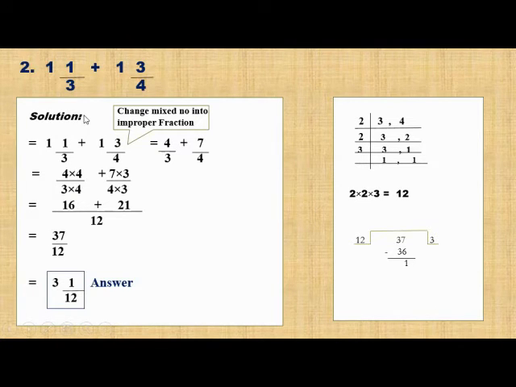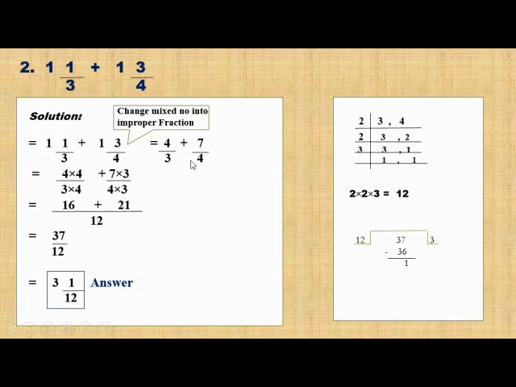First of all, now move to the solution. First of all, you have to convert these mixed numbers into improper fractions. How can you convert a mixed number into an improper fraction? By multiplying and adding. Multiply the denominator with the whole number. 3 ones are 3. 3 plus 1 equals 4. 4 upon 3 plus 4 ones are 4. 4 plus 3 equals 7. 7 upon 4 is here.